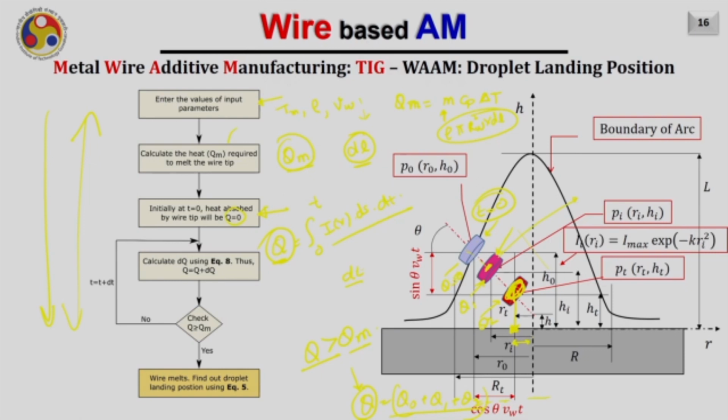If your wire tip is not getting melted anywhere and you are not getting any solution, that means the wire is not going to melt in the arc, and you have to reduce the wire feed rate, or you have to change some other parameters like the current in the arc, because if you increase the current in the arc, of course your intensity will increase, and as a result your wire may get melted earlier. So it is very important now, if you are dealing with the TIG WAAM based process, to identify where your wire is going to get melted.